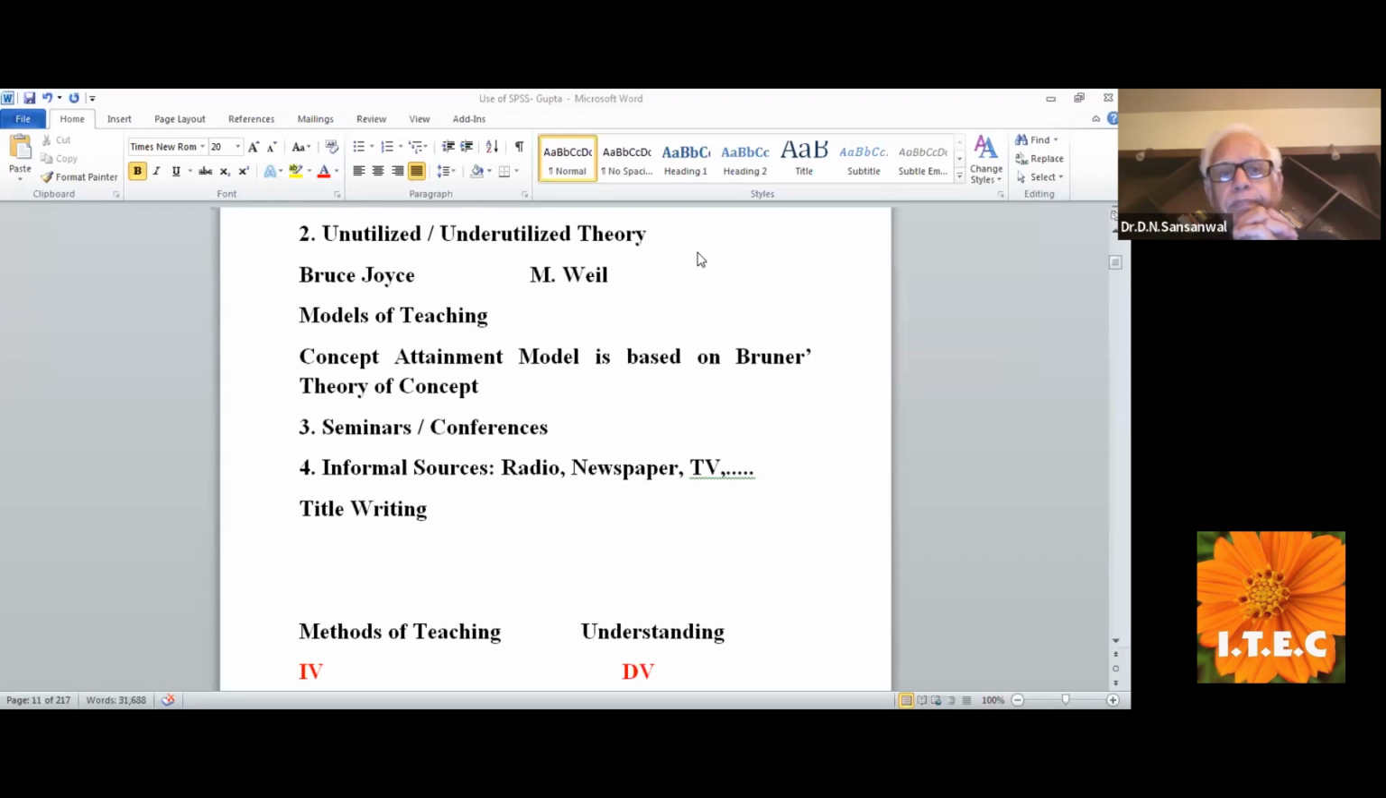Okay. Now, if there is no one, then I proceed further. Once you have selected a problem, let us see how we write the title. So please give me the name of one variable, and then I will tell you how to write the title. Name of any variable you like, no problem.